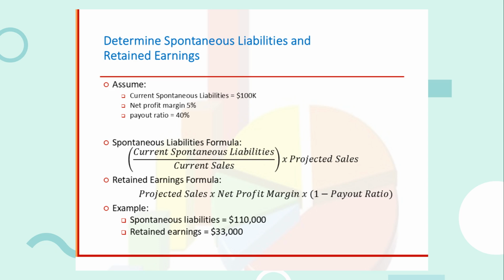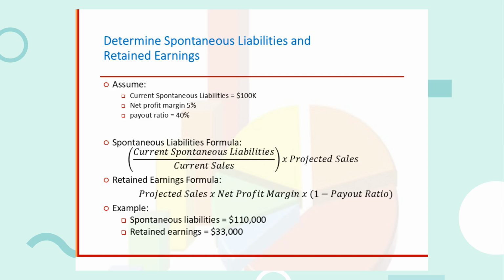Determining spontaneous liabilities and retained earnings. Here you must estimate the increase in spontaneous liabilities and retained earnings that will accompany the sales growth. To do this, factor in the increase in liabilities, such as accounts payable, and retained earnings based on the net income which the company keeps. Remember, retained earnings equals net income times 1 minus the payout ratio.